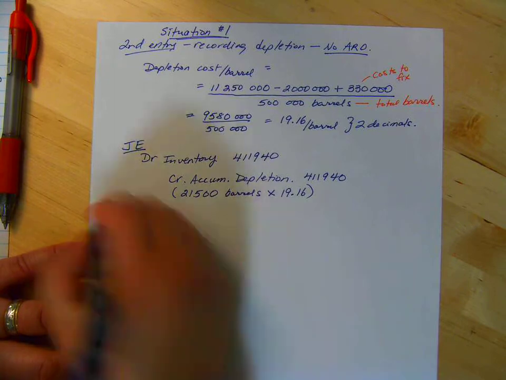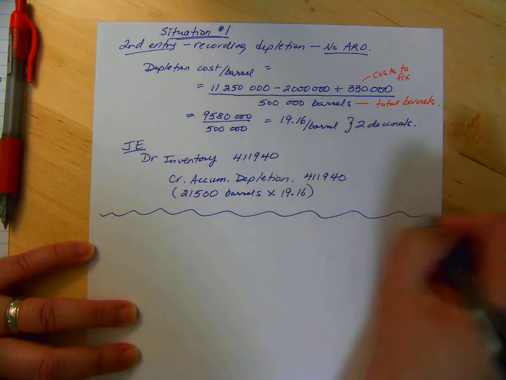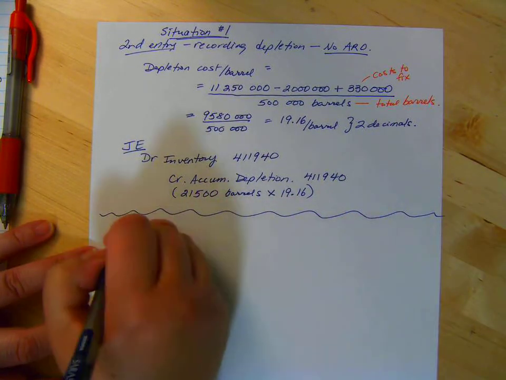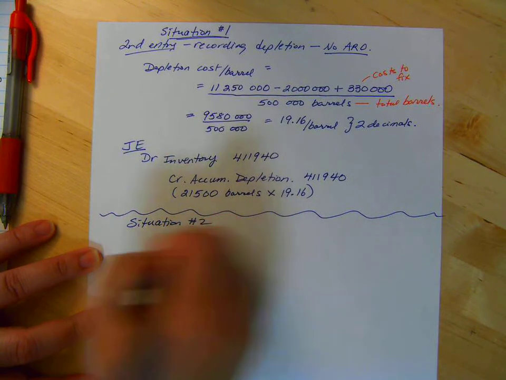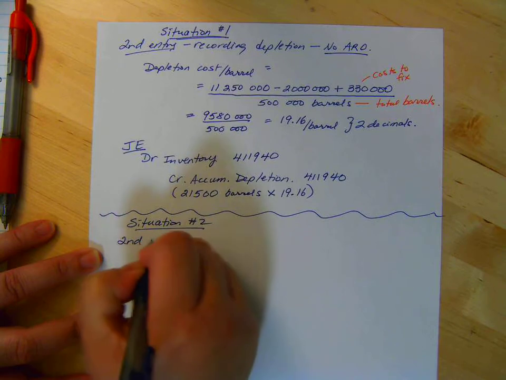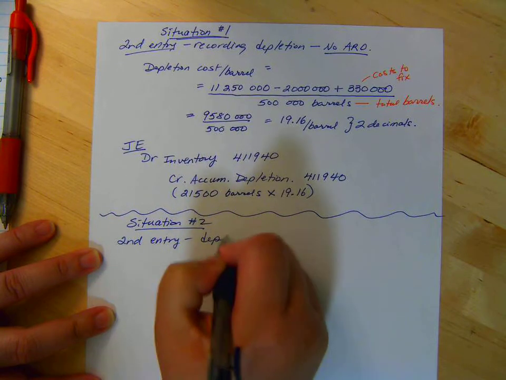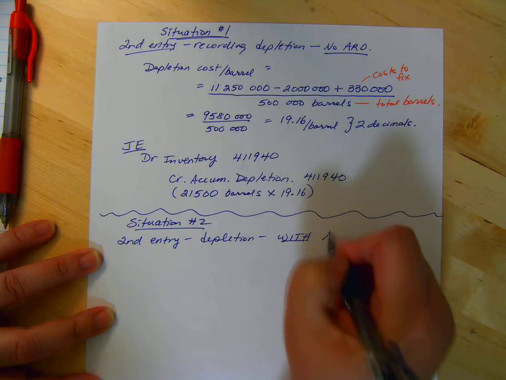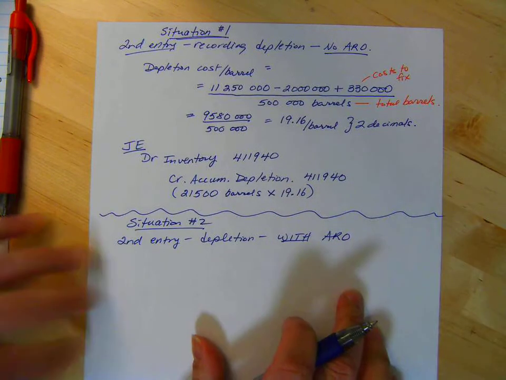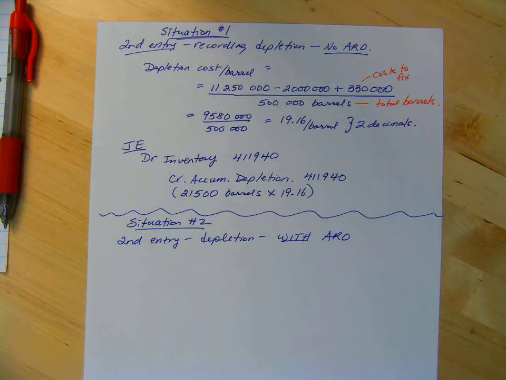Okay, so that's situation or scenario 1. So now it's situation 2, second entry, depletion with ARO.